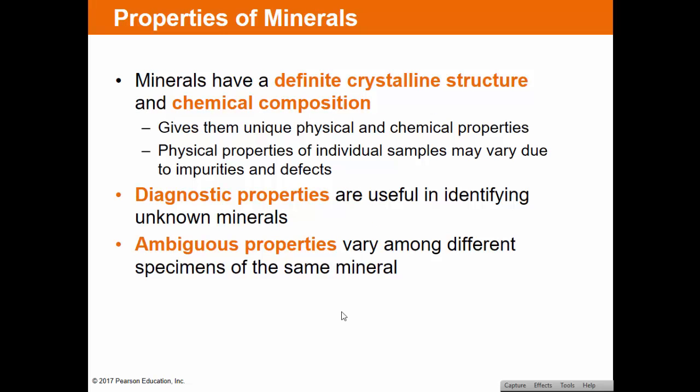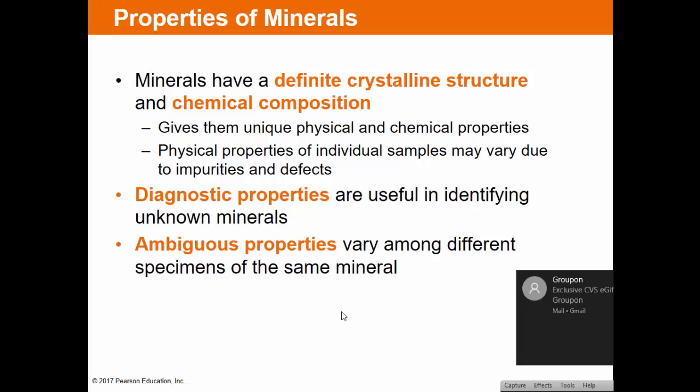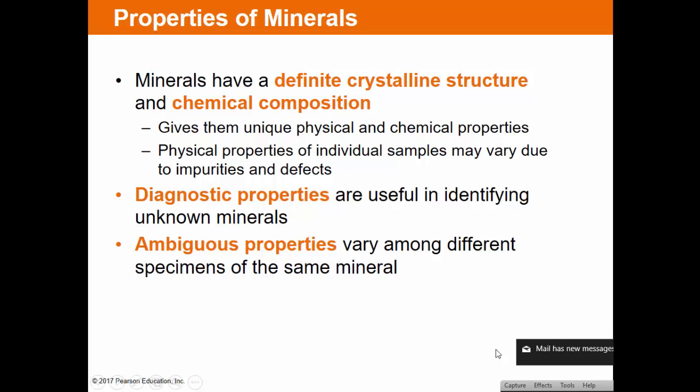All right, so one of the other properties of minerals is that minerals have a definite crystalline structure and a definite chemical composition. It gives them their unique physical and chemical properties. Physical properties of individual samples may vary somewhat due to impurities and defects. So the properties of minerals create both diagnostic properties and ambiguous properties. The diagnostic properties are very helpful in identifying minerals, and the ambiguous properties are the type of properties that vary among specimens of the same mineral.